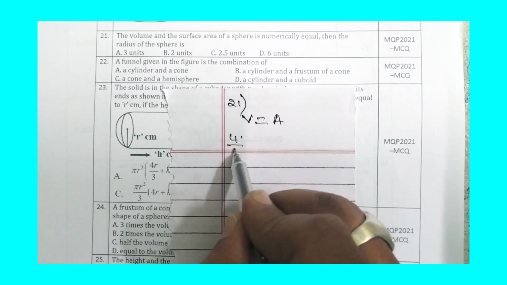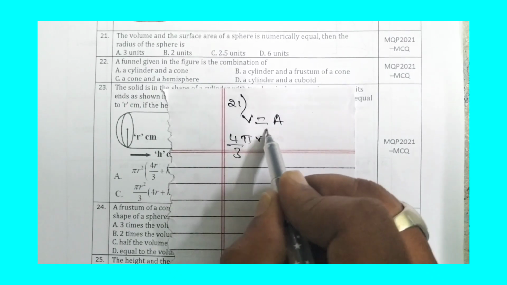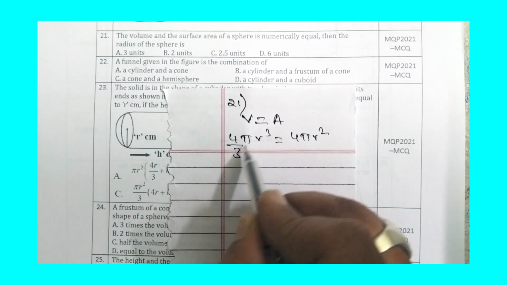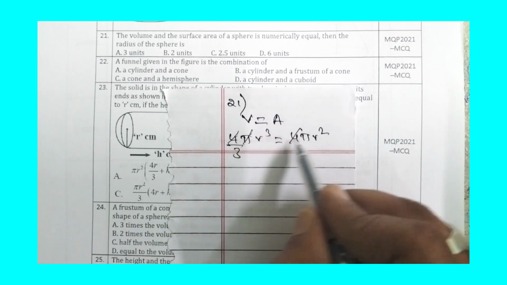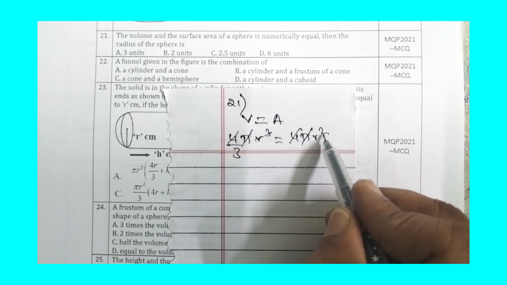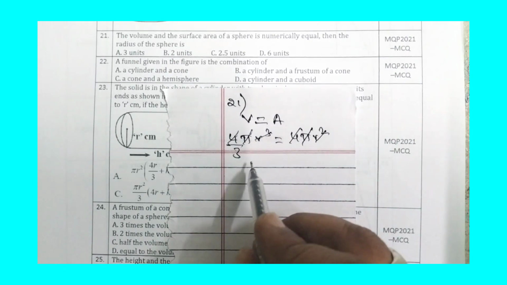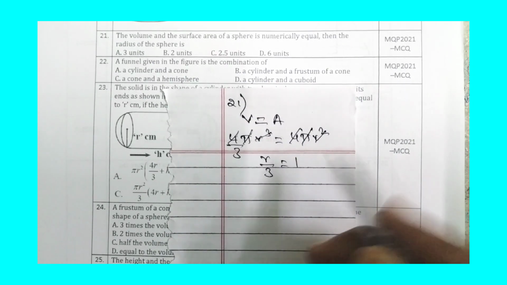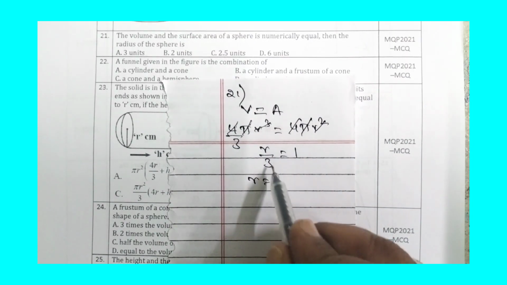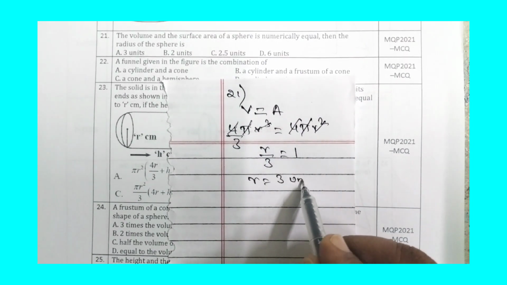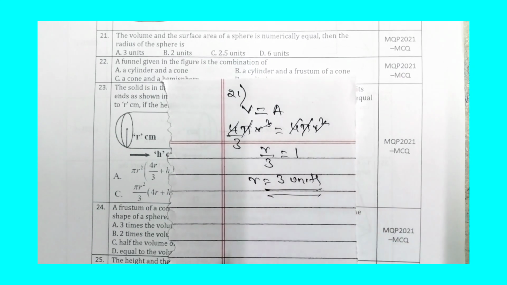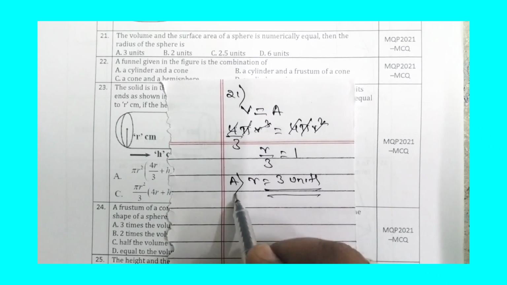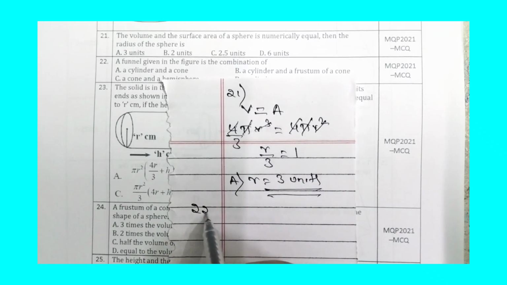Volume of the sphere, 4 by 3 pi r cube, is equal to the surface area of the sphere, 4 pi r square. 4 cancels, pi cancels. Here one r, here 2r, the r's get cancelled. So r is remaining. r by 3 is equal to 1. So r is equal to 3 ones are 3 units. Therefore the radius is equal to 3 units. The right answer is option A. So option A, radius is equal to 3 units.